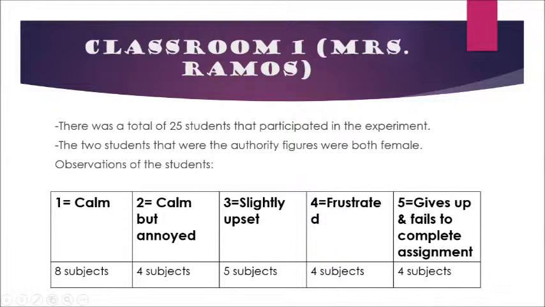For the first classroom, there was a total of 25 students that participated in the experiment. The two students that were the authority figures were both female. Observation of the students were 8 of the subjects were calm, 4 were calm but annoyed, 5 were slightly upset, 4 were frustrated, and 4 students gave up.